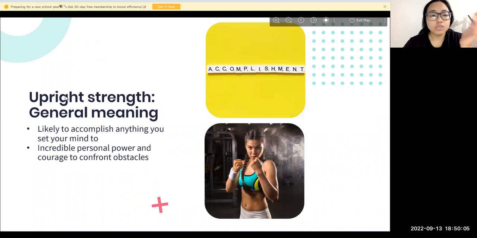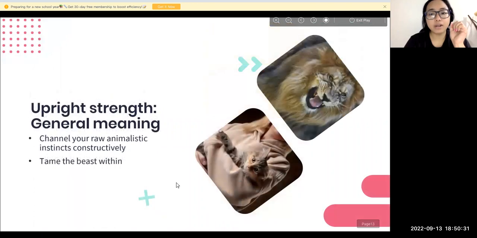Okay, so strength also means that if you keep your mind in one focus, and concentrate on whatever you want to achieve, then you are likely to accomplish anything you want. There is going to be success in everything you want. But it won't come that easily, because there are going to be certain obstacles in your life, but you will be able to face them with your inner power and courage, right? So that's exactly what I said.